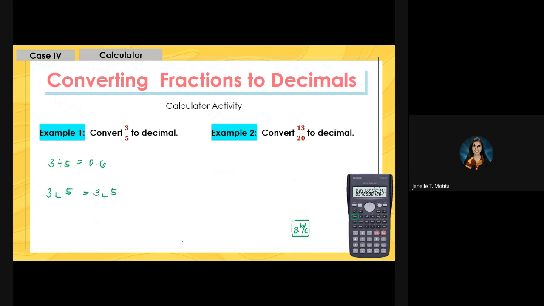So what will you do to convert this fraction into a decimal? Click this fraction button once again. After pressing that, you will get 0.6. That's how you do it using your calculator. Same process for example number 2, 13 over 20. What's the answer? Check if our answers using case 2 and case 3 are correct.